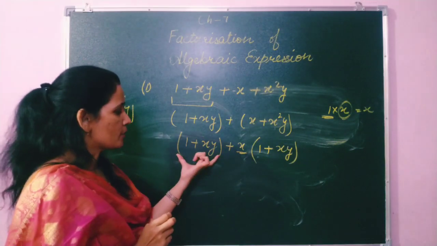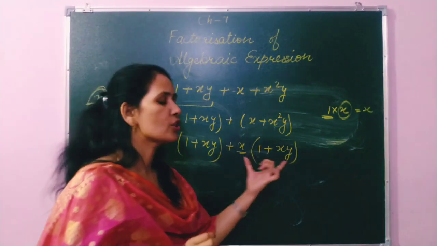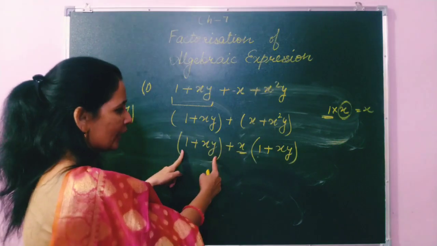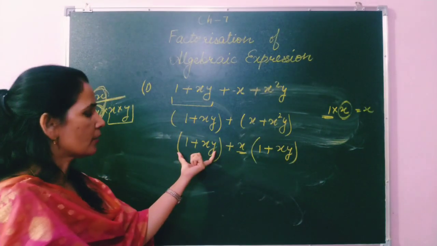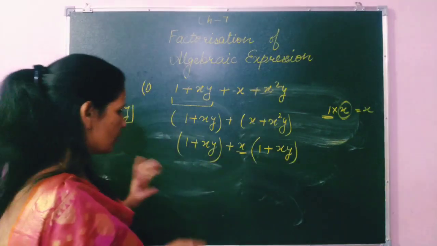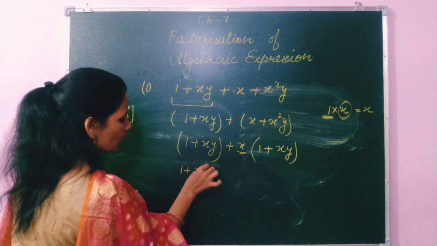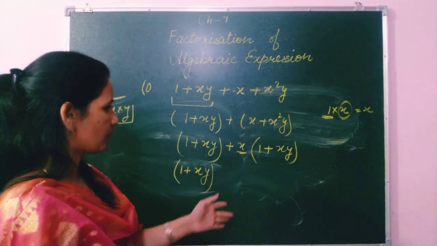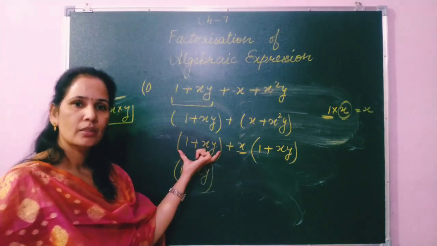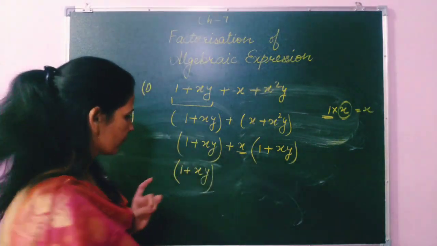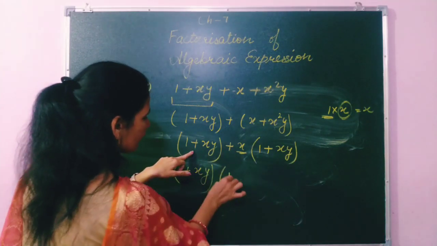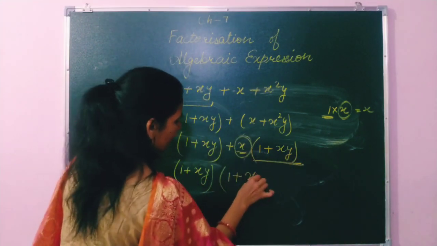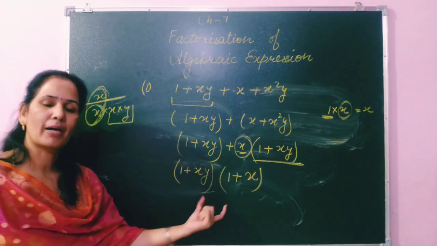Okay, now observe both groups. In both groups, which term is common? As we observe carefully, 1 plus xy and 1 plus xy. This term is common between the two given groups. So we take 1 plus xy as common outside. As I explained a few seconds ago, whenever we take a full term as common, 1 remains. So in the other bracket, 1 will remain from here, and from the other term, x will remain. Now students, we have made the factors by grouping.